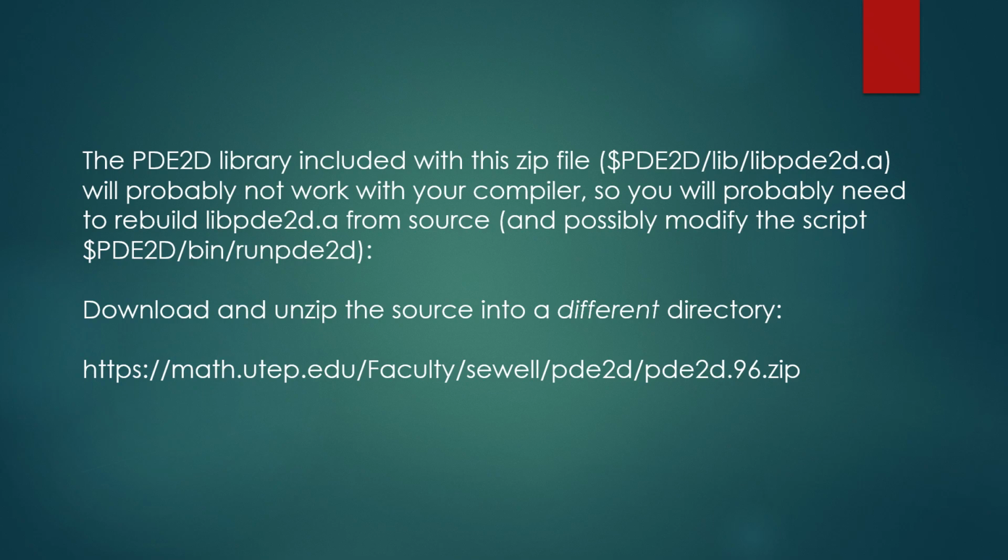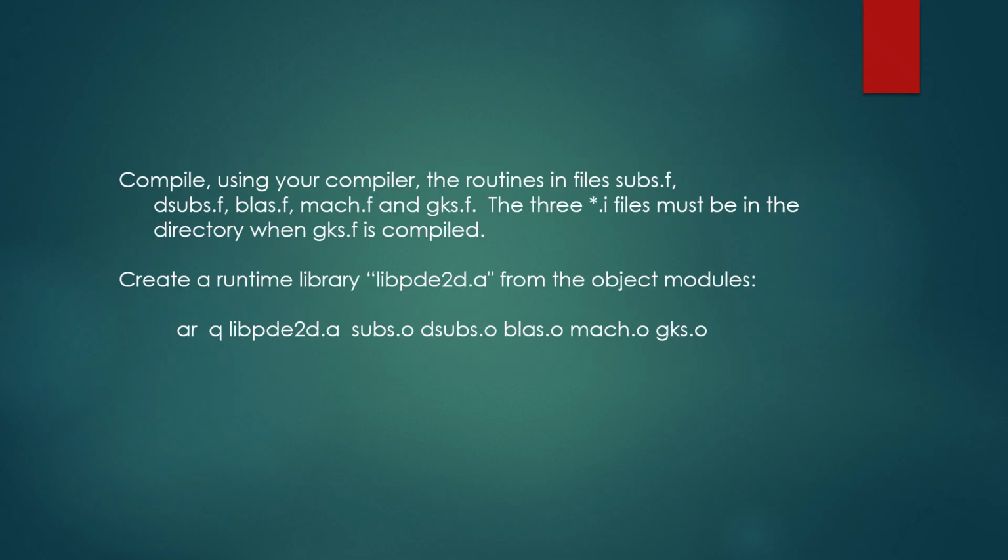You may need to modify the script run pd2d to compile and link using the new compiler. If it is just a different version of Gfortran, possibly no changes will be needed. The only files you will need from pd2d.96.zip are these 5 Fortran files and the 3 include files. Compile these 5 files using your compiler with the include files in the same directory, and then link them into a new library, labpd2d.a.